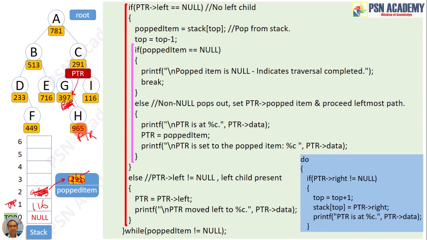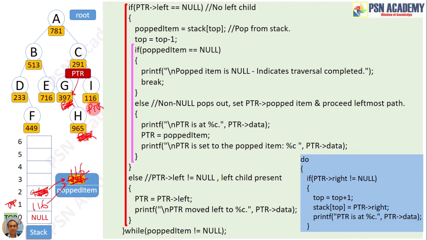You print the data, and then you check the right child. There is no right child. You check the left child. There is no left child. And you move over this if block and you pop item from stack. So now 116 will come out, and PTR will be set to 116. So PTR will leave this place and it will move over here.